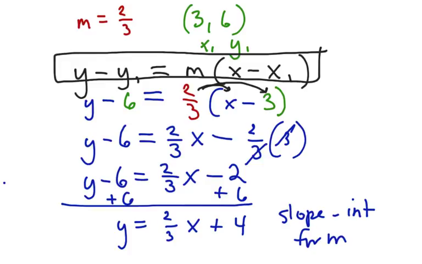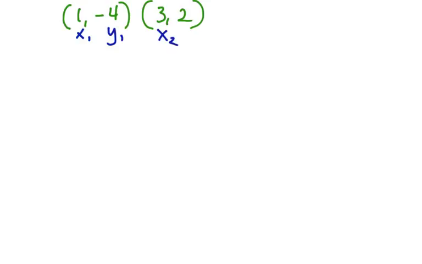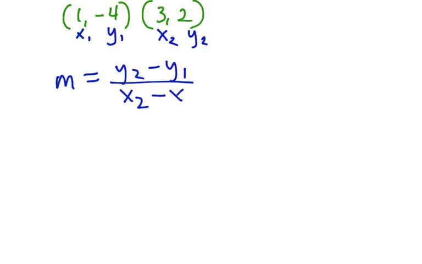Let's try it again, this time using 2 points instead of the slope and 1 point. Okay, so I have 2 points. I'm going to label them x1 and y1 and x2 and y2. Good place to start always with your 2 points is to label them. And the first thing I'm going to start off with is my slope formula, because I can't write the equation without knowing the slope. So I've got m equals y2 minus y1 over x2 minus x1. I think it's always helpful to write out the formula first so you don't mess up your numbers.